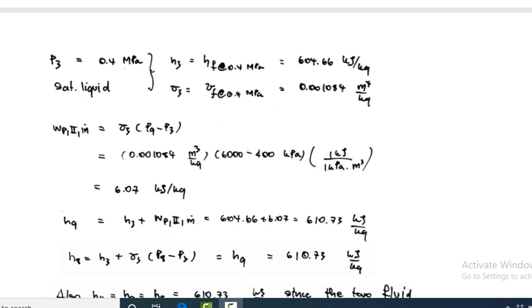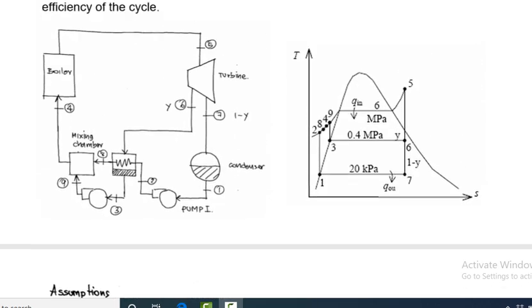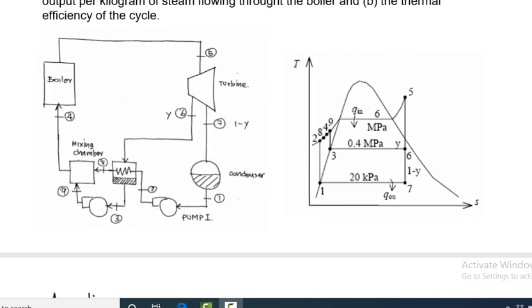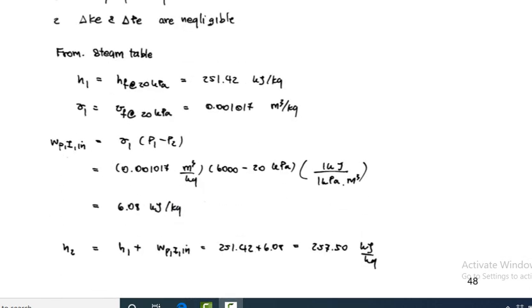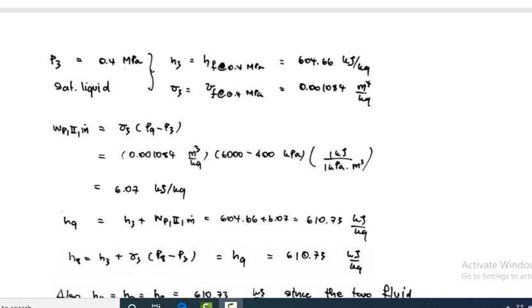Pump work per second is the specific volume times the pressure difference, P9 minus P3. Then you put in the values and we get 6.07 kJ per kg. Go to pump work 2. This is pump work 2, this is pump work 1, and this is pump work 2. This is the 9 section, 3 section. Therefore, this is the area. From this area, you have to define the pump work.